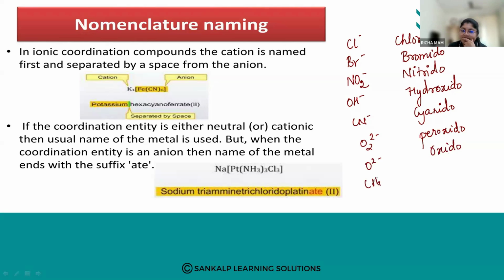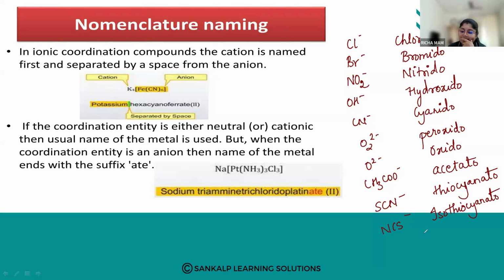Then CH3COO minus is acetato. Then SCN minus is thiocyanato. Then NCS is isothiocyanato. Then H minus is hydrido. Next, ClO3 minus is chlorato.